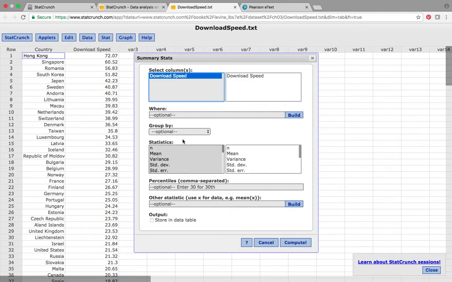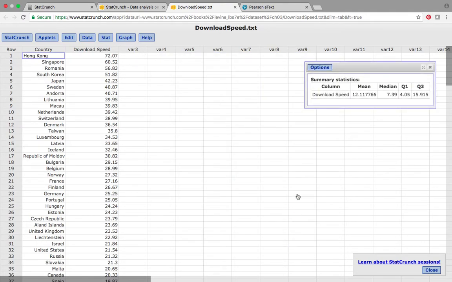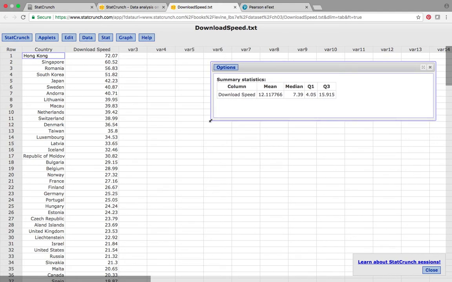It's my daughter's cats. So I want the mean, and I want the median, and we want Q1 and Q3. Very easy stuff. Back in the old days we had to do this by hand, and it wasn't so fun. So we can see that we have a mean of 12.11, 12.12 rounded to the hundredths. Median is 7.39, Q1 is 4.05, and Q3 is 15.92.